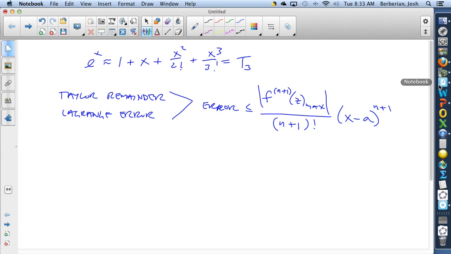It doesn't tell us what the error is exactly, because if we knew what the error is exactly, then we'd be able to approximate exactly, because we'd just take this and add the error, and it would be the exact value. All this does is put an upper bound on the error. Okay.